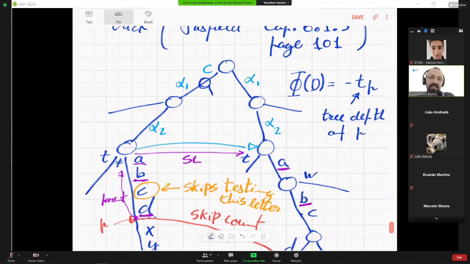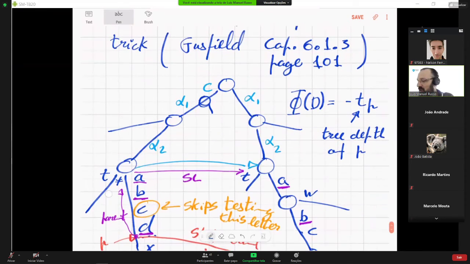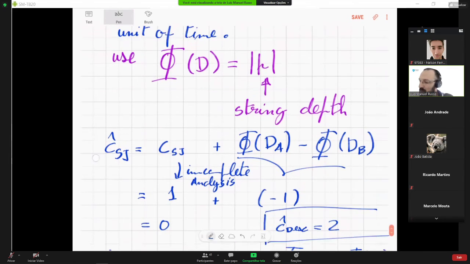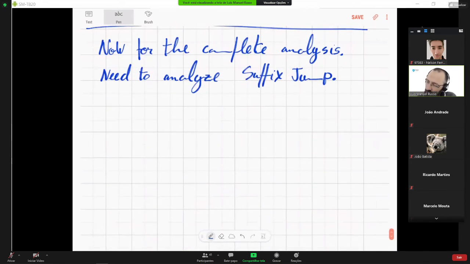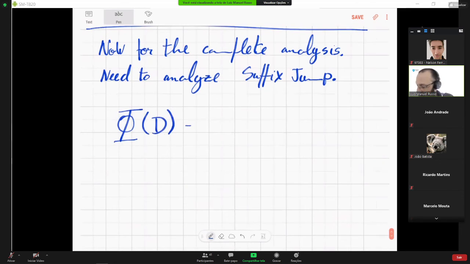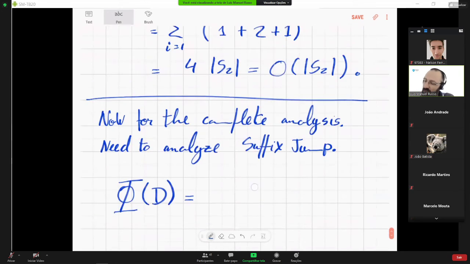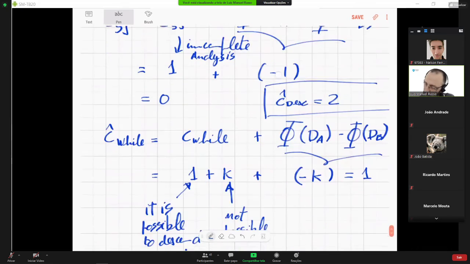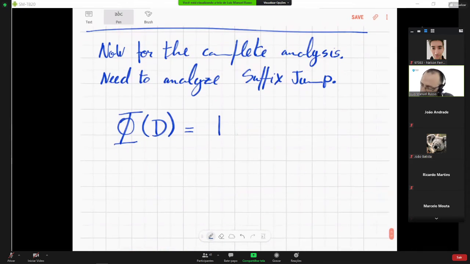Okay, but the thing is, we don't need a potential function only for the skip config. We need a potential function also to amortize the while, and that basically gives us, for our complete analysis, which potential function should we use, and the solution is we basically combine these two, right? So I need this one and I need the other one. So I need the string depth and I need to subtract the tree depth.